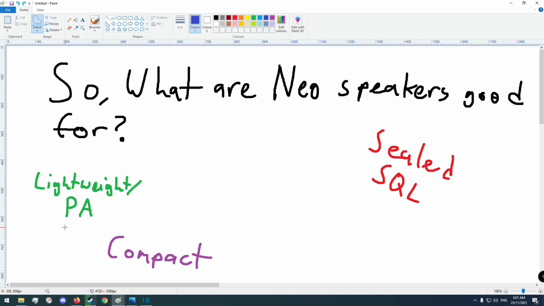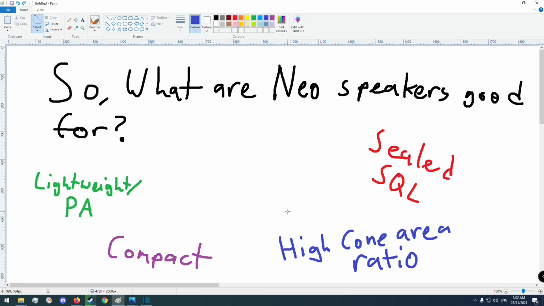Also, ferrite speakers in PA speakers can really upset the balance of them and make them more awkward to carry, but if they're using neodymium magnets, they can have a more central weight distribution. They're good for any situation where you've got a very large cone area to box volume ratio. They can get more out of smaller boxes.